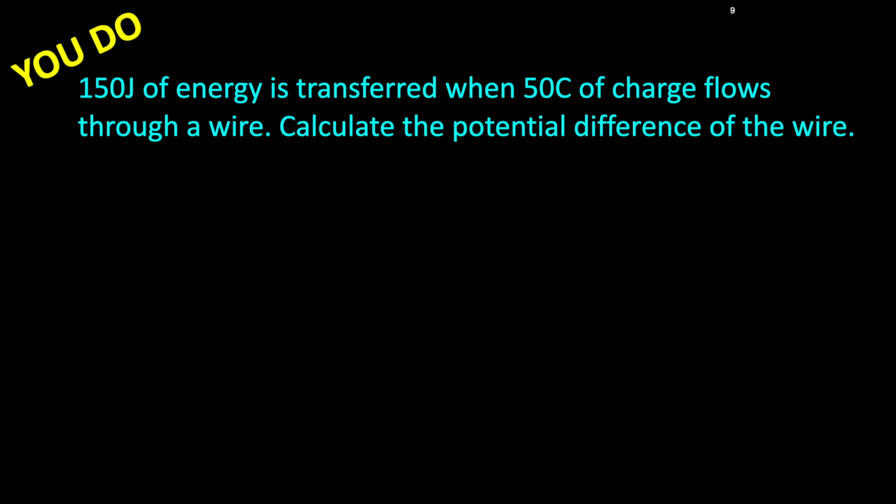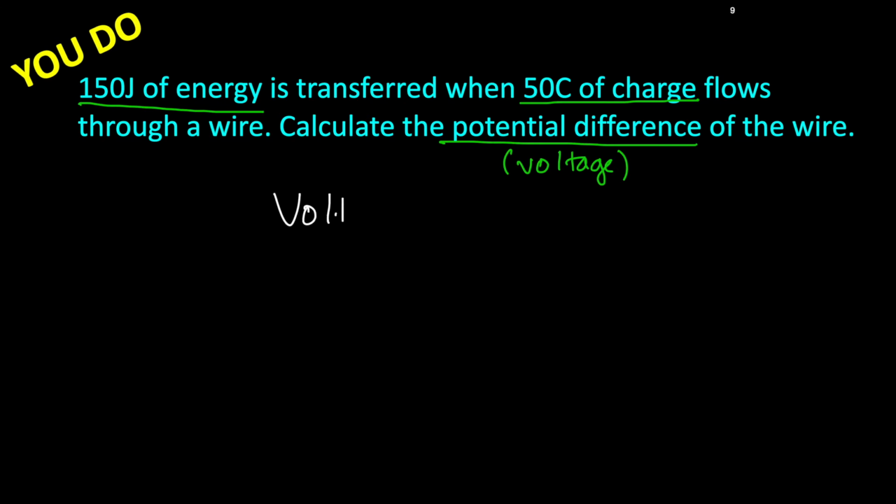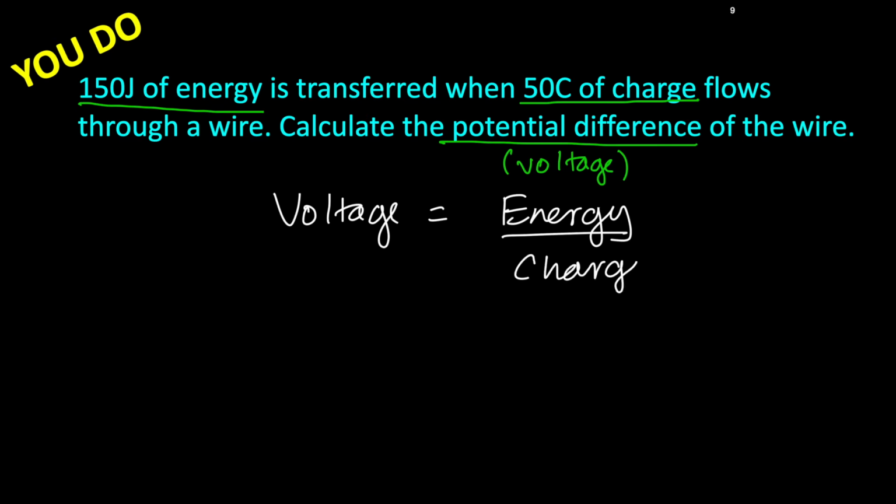In this case, 150 joules of energy is transferred when 50 coulombs of charge flow through a wire. Calculate the potential difference of the wire. Remember, potential difference is also known as voltage. So your first step should have been to write the equation. And your second step should be to substitute into the equation.